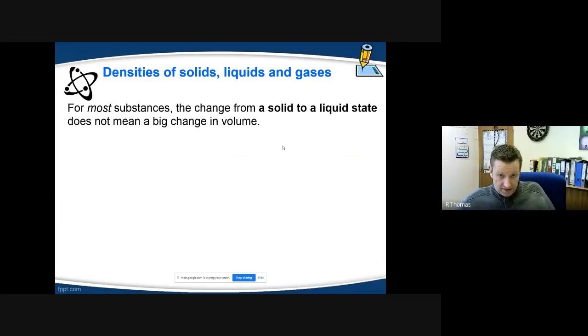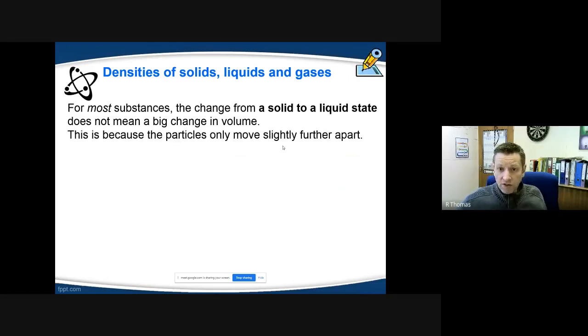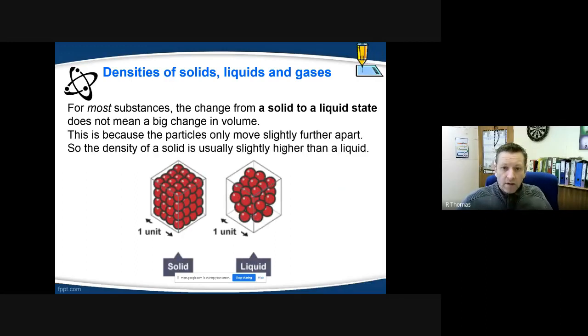For most substances, the change going from a solid to a liquid does not mean a big change in volume. So let's talk about the most obvious one, ice and water, right? If I have a block of ice and it melts into water, the actual change in volume won't be that much, right? And that's because the particles only move slightly further apart when you go from a solid state to a liquid state. So the density of a solid is usually slightly higher than a liquid. Not by much, but slightly higher.